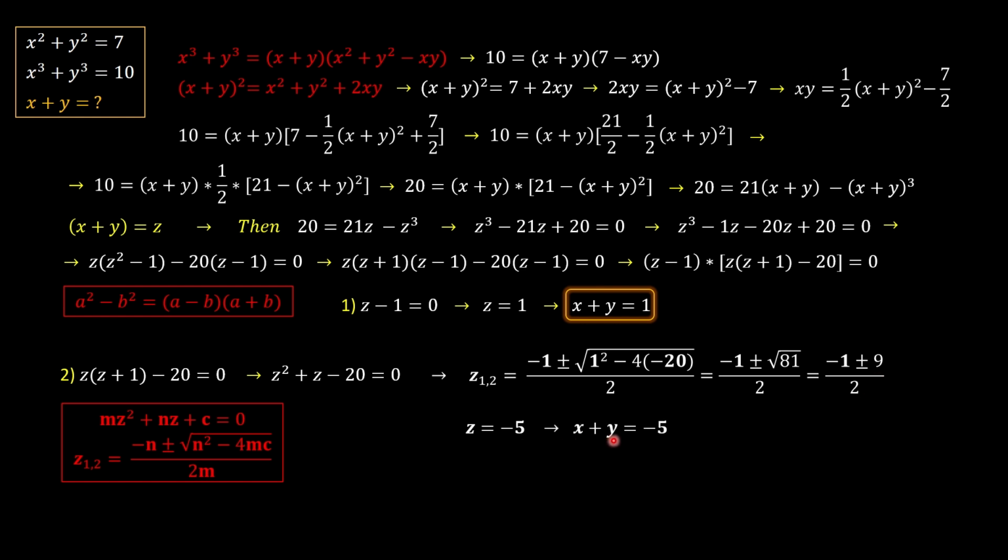Then x plus y will be minus 5. So this is our second answer. Now let's look if we have a plus here. Then we'll get minus 1 plus 9, which will be 8. 8 divided by 2 will be 4. So z equals 4. Then x plus y will also be 4. And this is our third answer. So we have found the three answers for this problem.